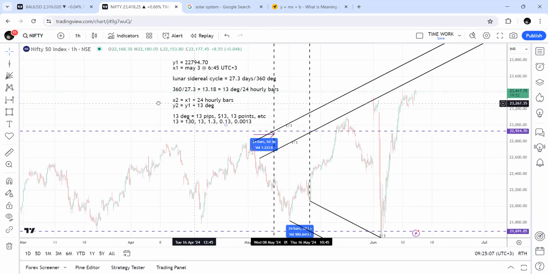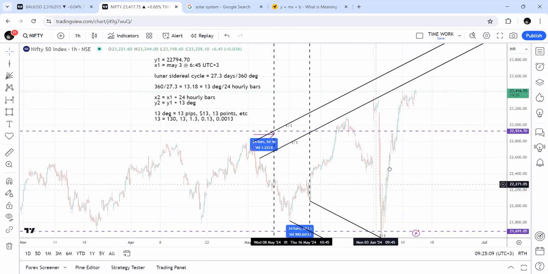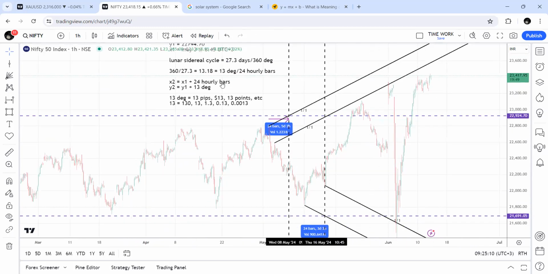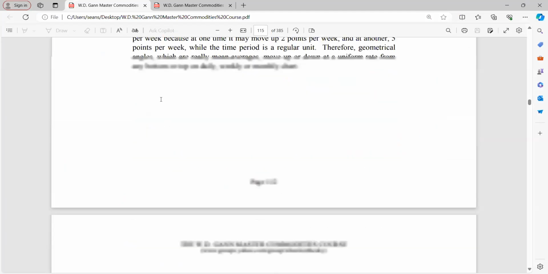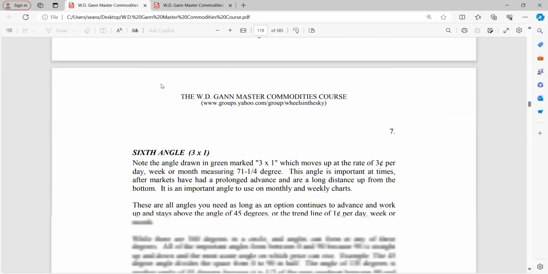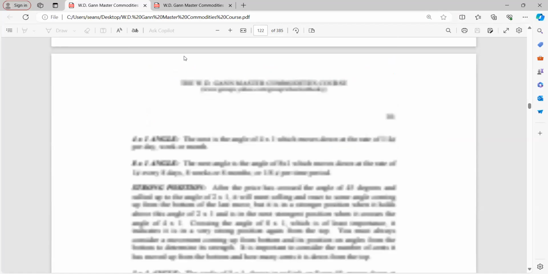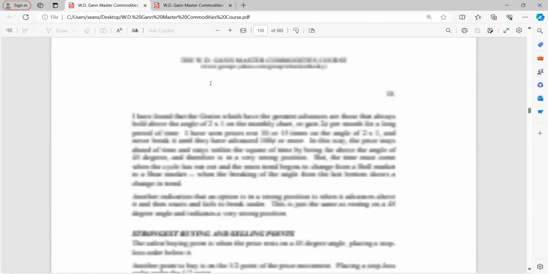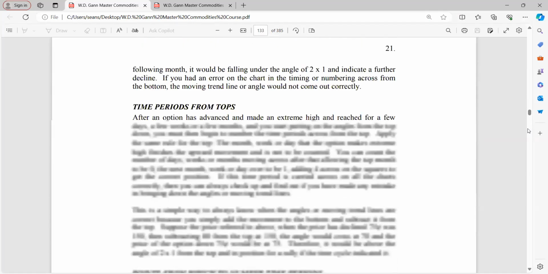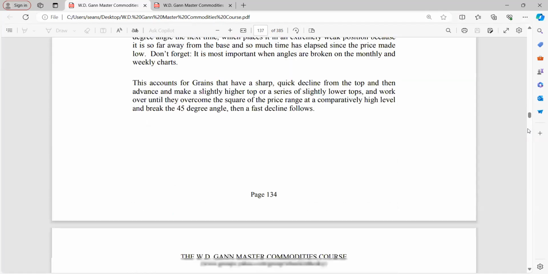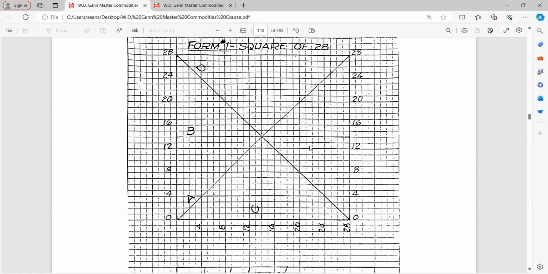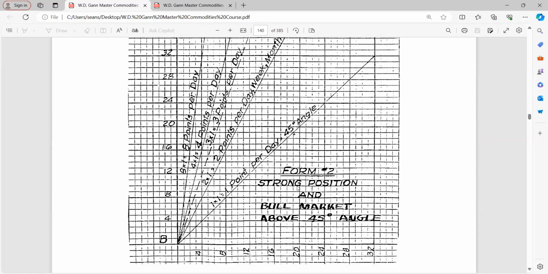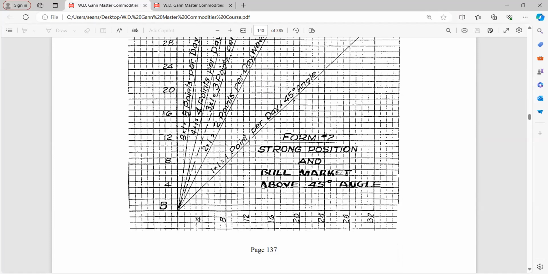Beautiful. Okay, so now the question is, why am I drawing my angles this way? If we go to the chapter, at the back of the chapter, there are forms. Right, so form one, square of 28. Then we have strong position and bull market.